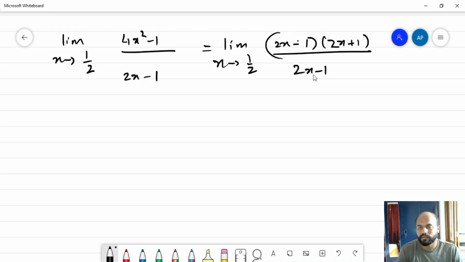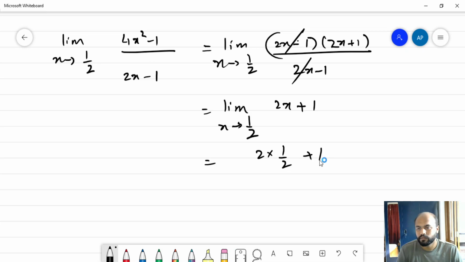So 2x minus 1 is the problematic part, because if we put x equals to half in that, then it becomes 0. So that is where the problematic part goes. And what remains is something where we can substitute the value of the limit. So x tending to half, this is going to be 2 into half plus 1. So the answer to this question is 2.